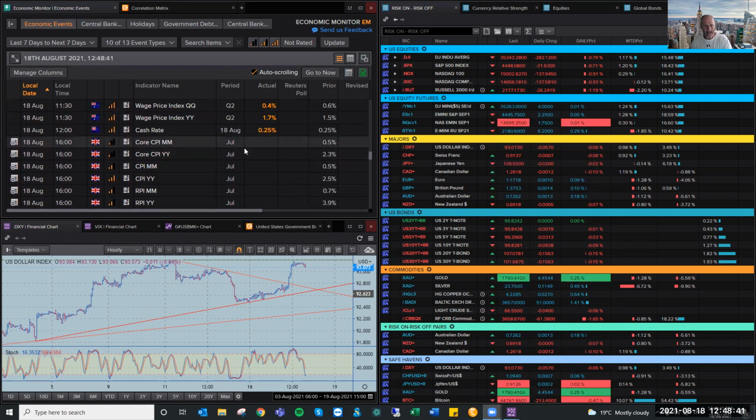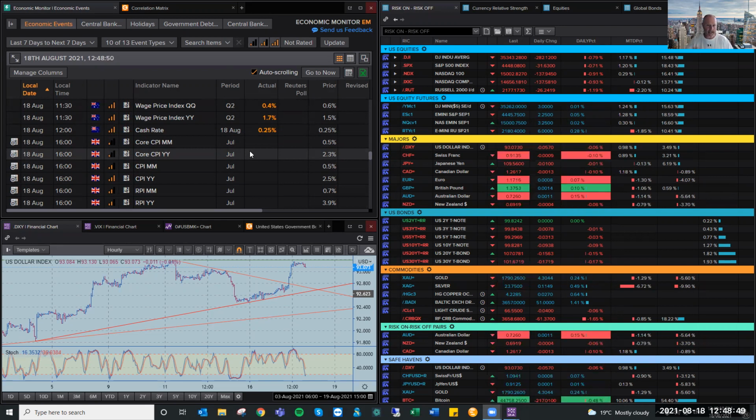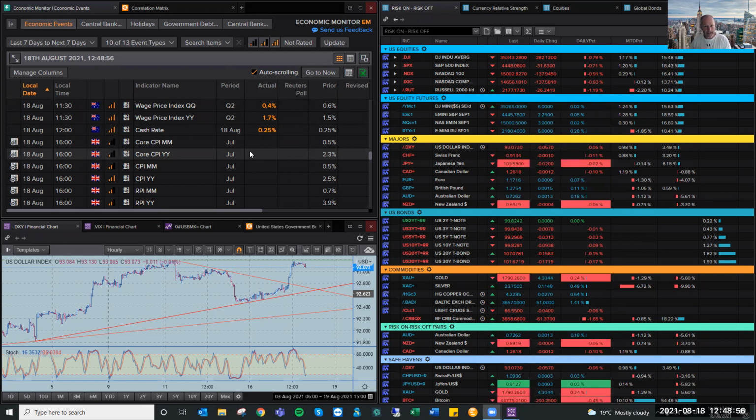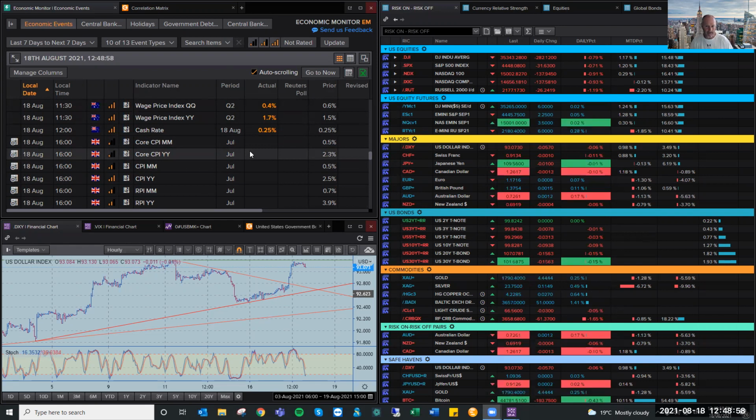Now, the Canadian inflation numbers are much more important than the UK ones, and that's primarily because the Bank of Canada has been talking about forward guidance, what their plan is going forward. It's about raising interest rates sooner rather than later. So the CPI numbers in Canada will have a bigger impact than the ones in the UK, right?